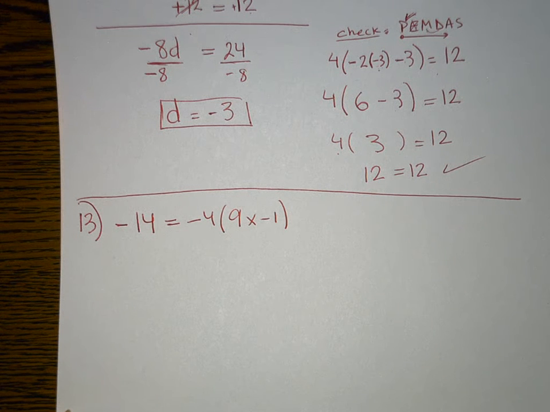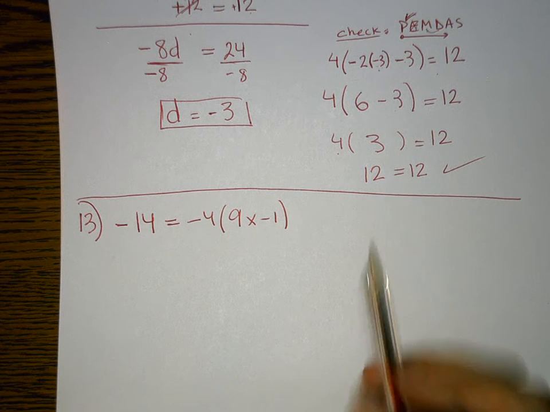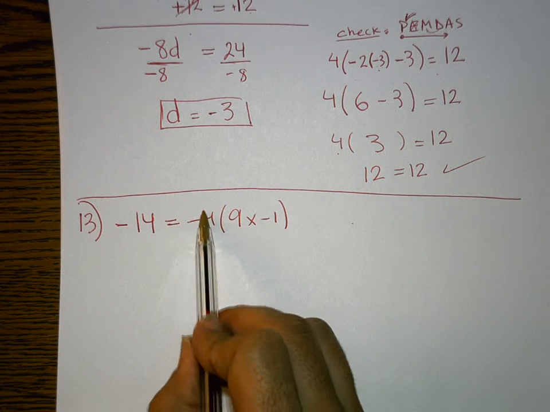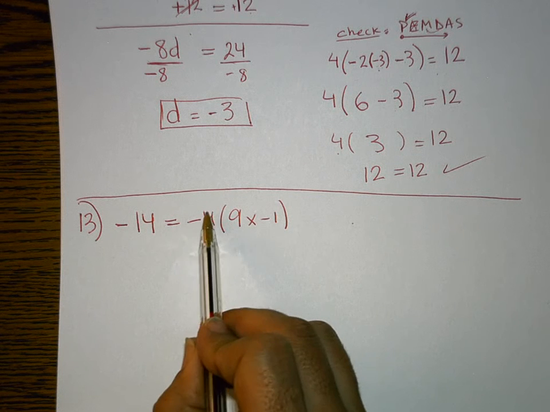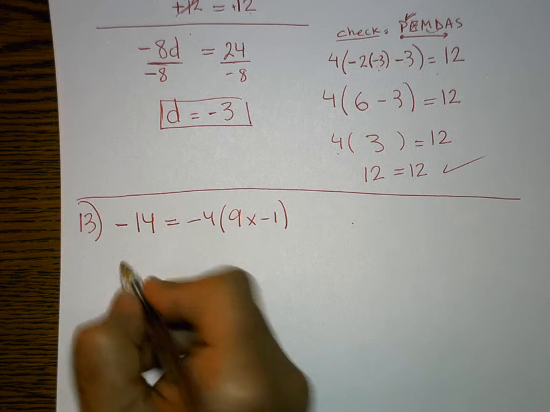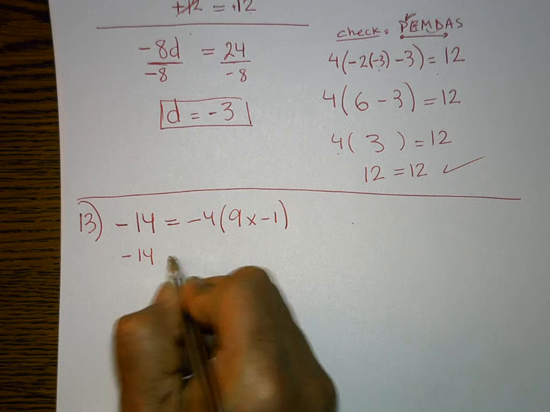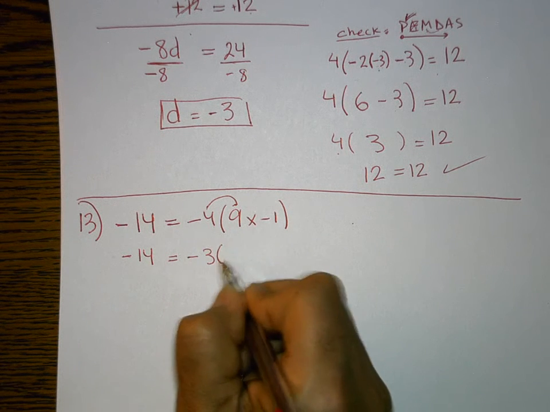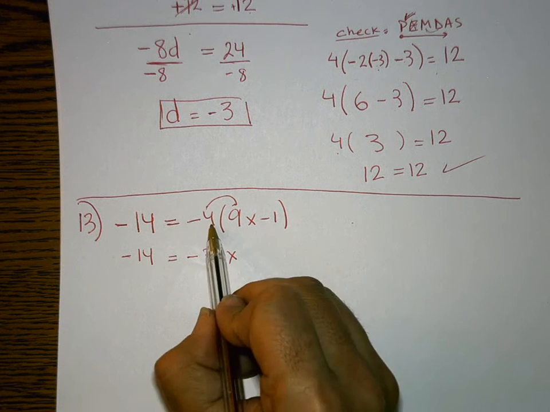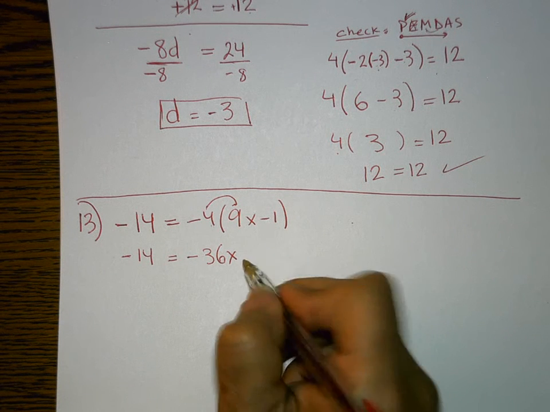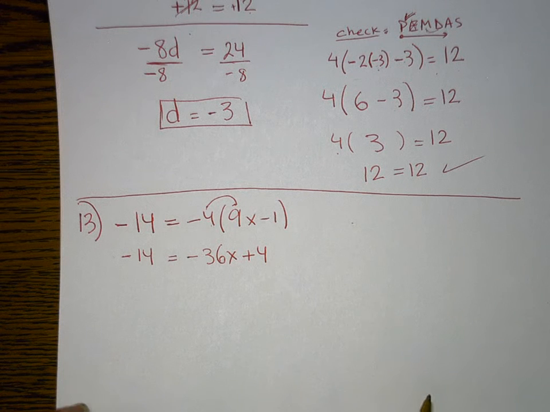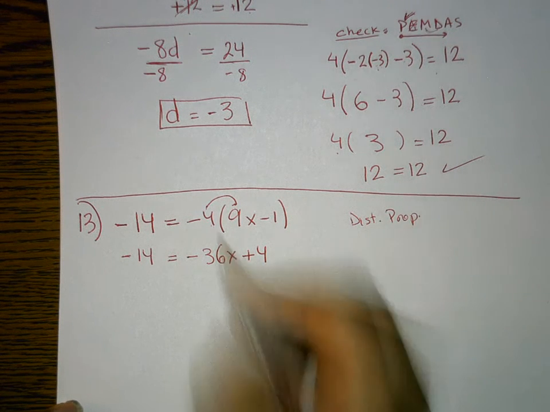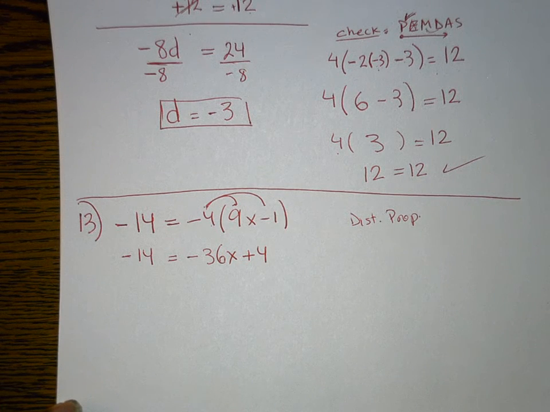All right, so let's go through our list. Do I need to use the distributive property? Yes, I have parentheses and a multiplier outside needing to multiply in, so let's take care of that. Negative 14 equals negative 4 times 9, which is negative 36x. Negative 4 times a negative 1 is a positive 4. Okay? So I use the distributive property.